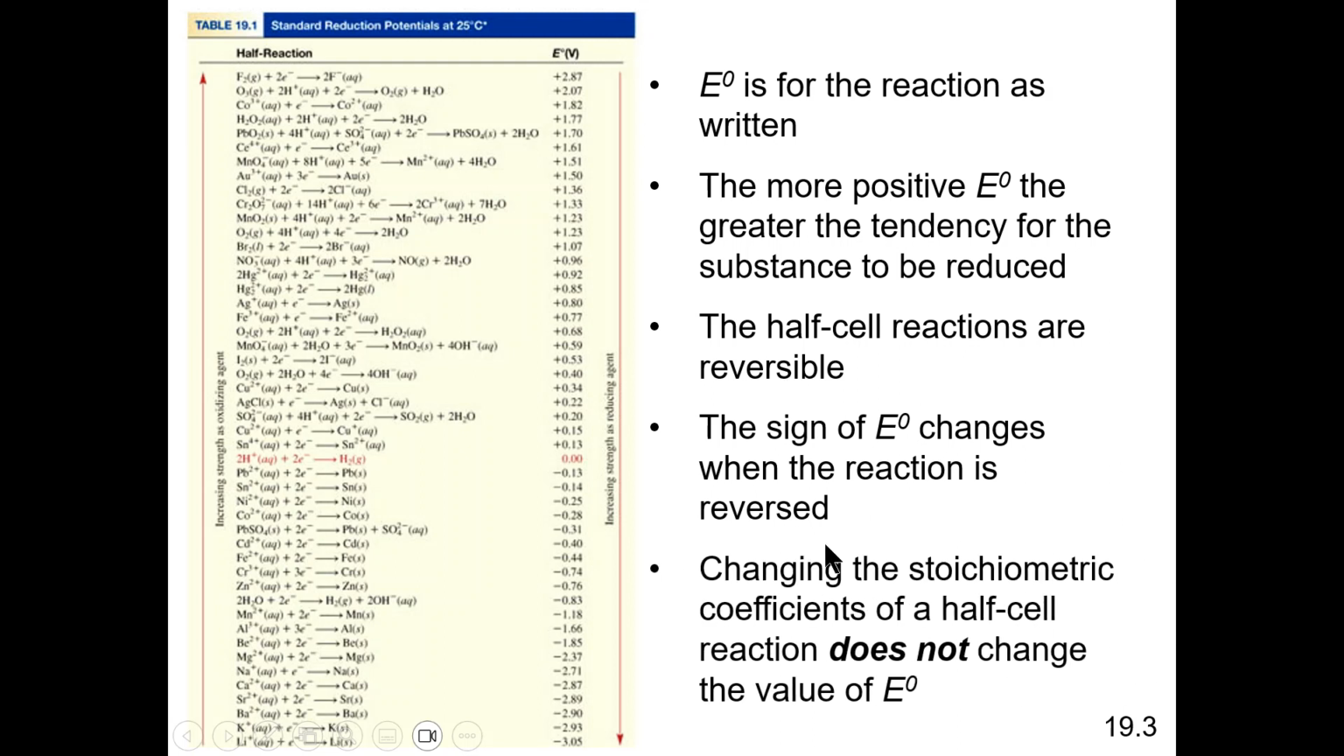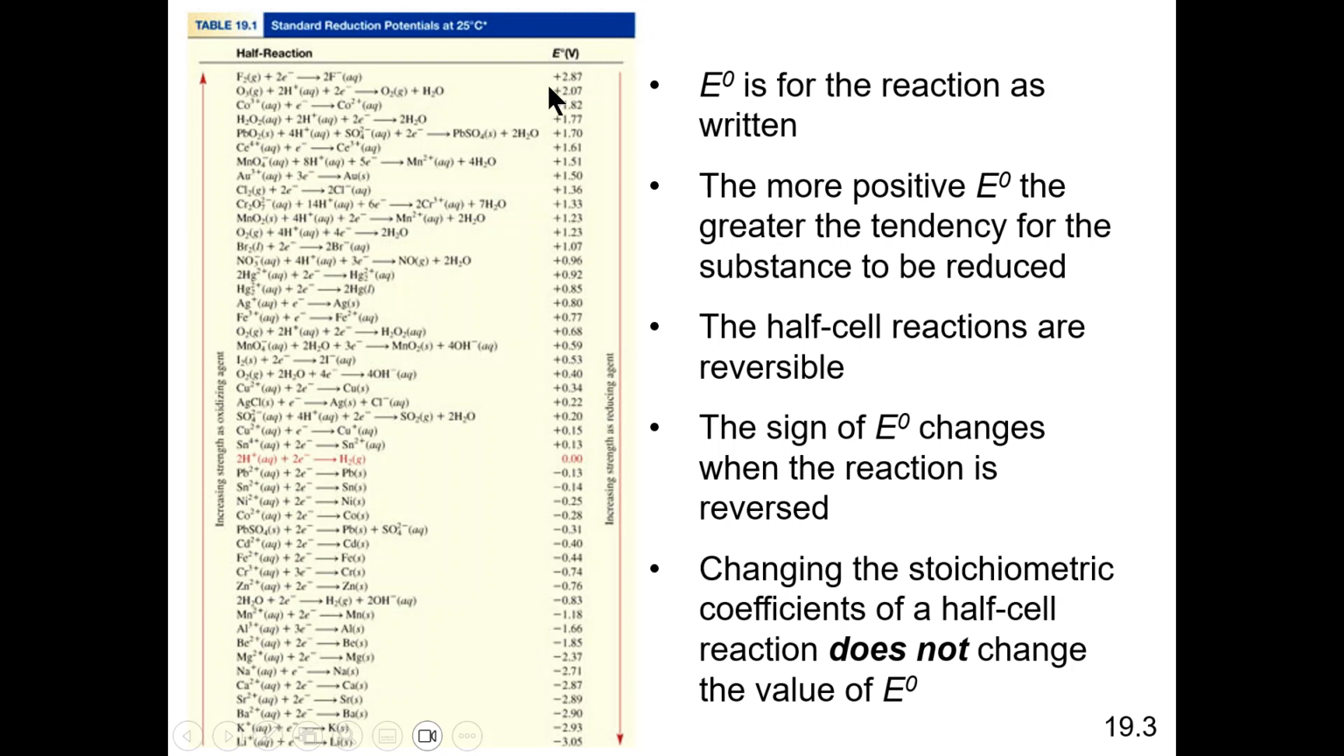Also, very important, changing the coefficients of the half reactions will not change the value of the standard reduction potential. So even if I were to multiply any one of these equations by any numbers, these values will remain the same, all right?